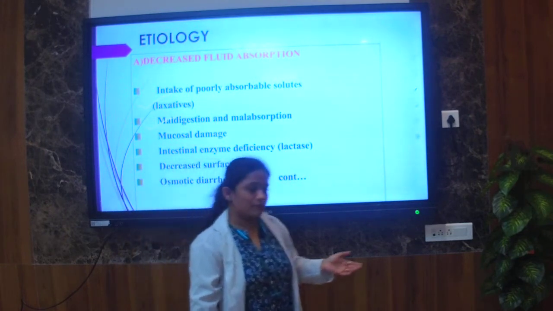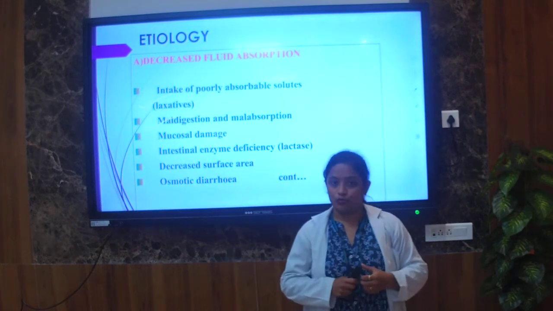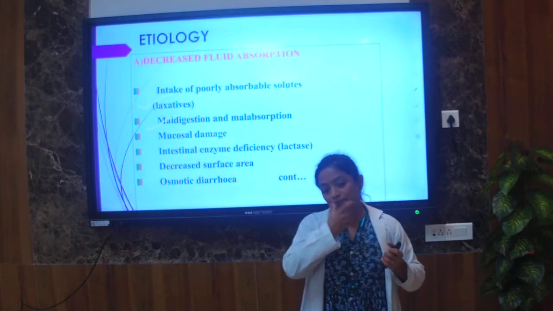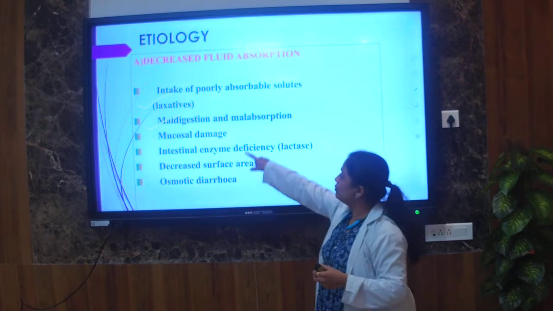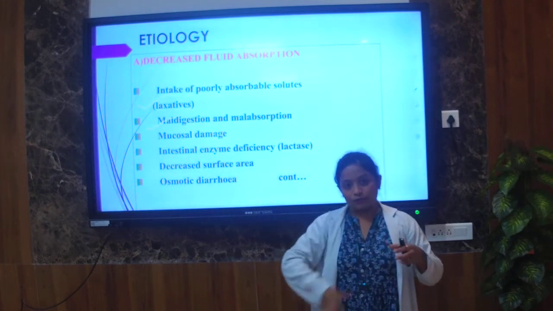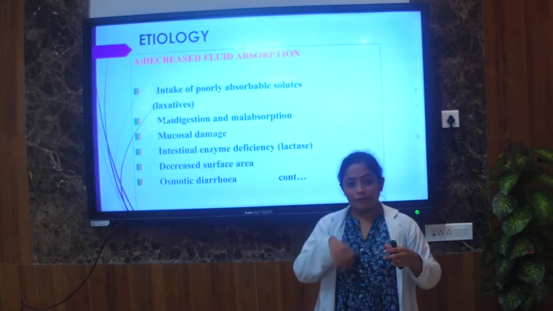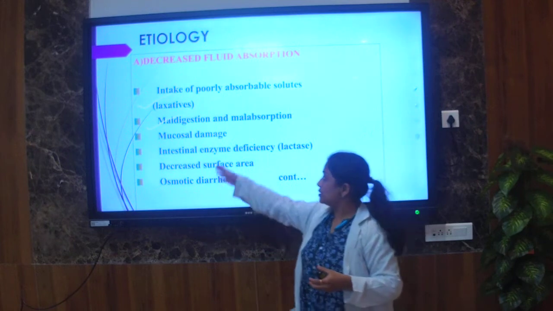Now, how can this mucus get damaged? Whenever there are very hard stools. Whenever a person passes hard stools, definitely the mucus gets damaged. And that makes the part get damaged, and that is the reason why it is very hard for the stool to come out, and that may also cause this.